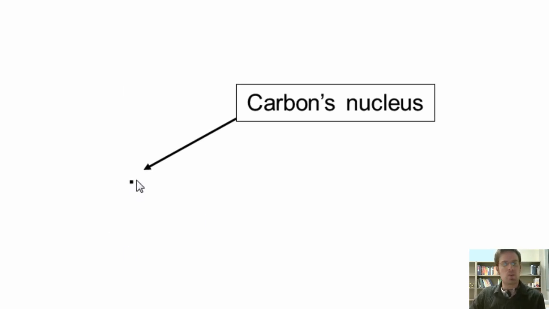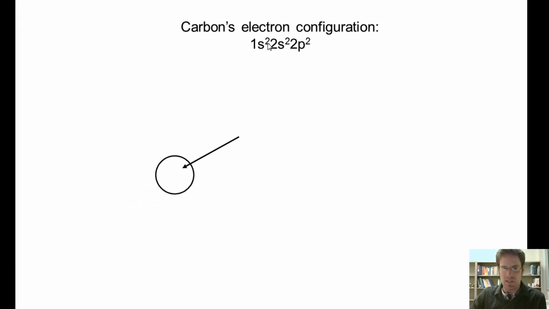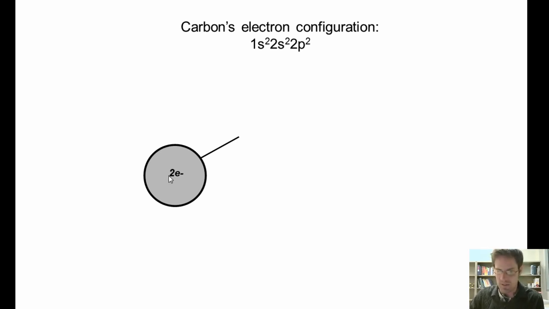This nucleus is surrounded by a 1s orbital. Now if you look up here, you see how it says there are 2 electrons that occupy that 1s orbital? There they are. These are core electrons. Now outside this layer we see a slightly larger 2s orbital. Over here in the electron configuration it says there are 2 electrons that occupy that 2s orbital. There they are. Now these are 2 of carbon's valence electrons.